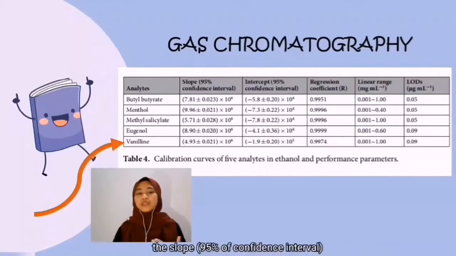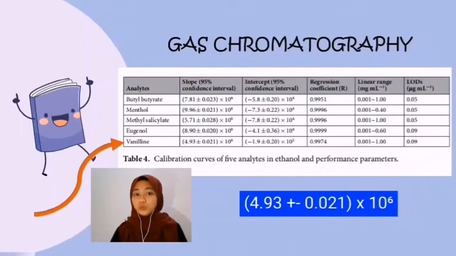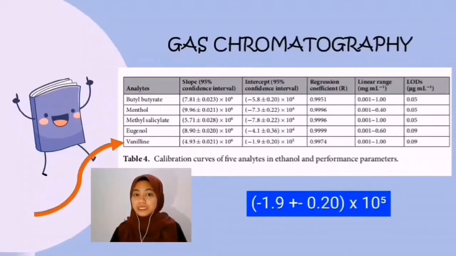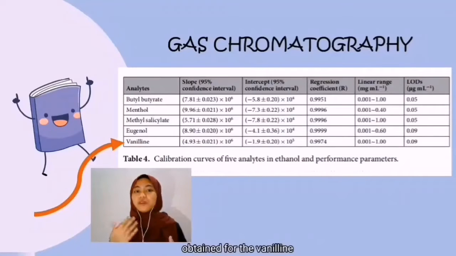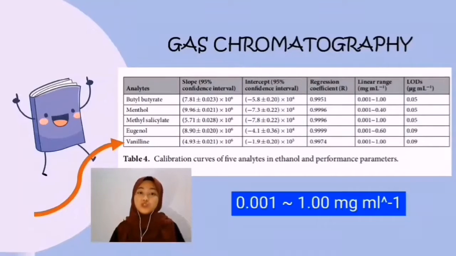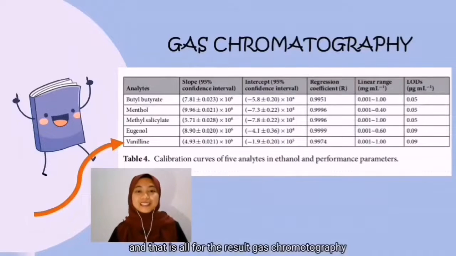The slope 95% confidence interval obtained for the vanillin is 4.93 plus minus 0.021 times 10 to the 6, and the intercept 95% confidence interval obtained is negative 1.9 plus minus 0.20 times 10 to the 5, while the regression coefficient obtained for the vanillin is 0.9974, and the linear range is around 0.001 until 1.00. And the last one is the LOD, which is the limit of detection obtained for the vanillin, is 0.09. And that is all for the result of gas chromatography.